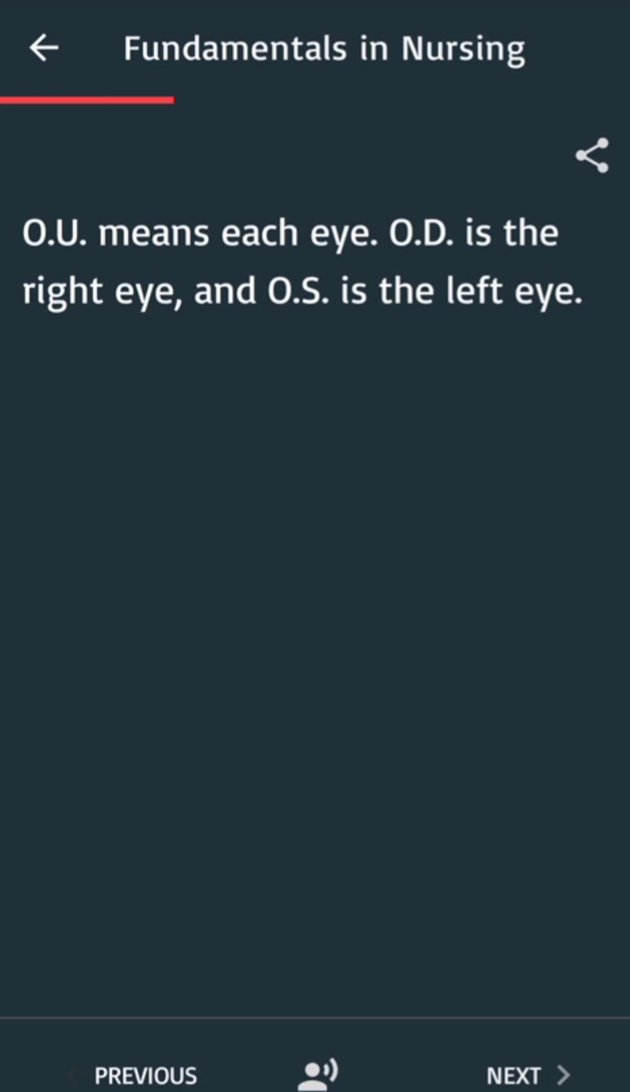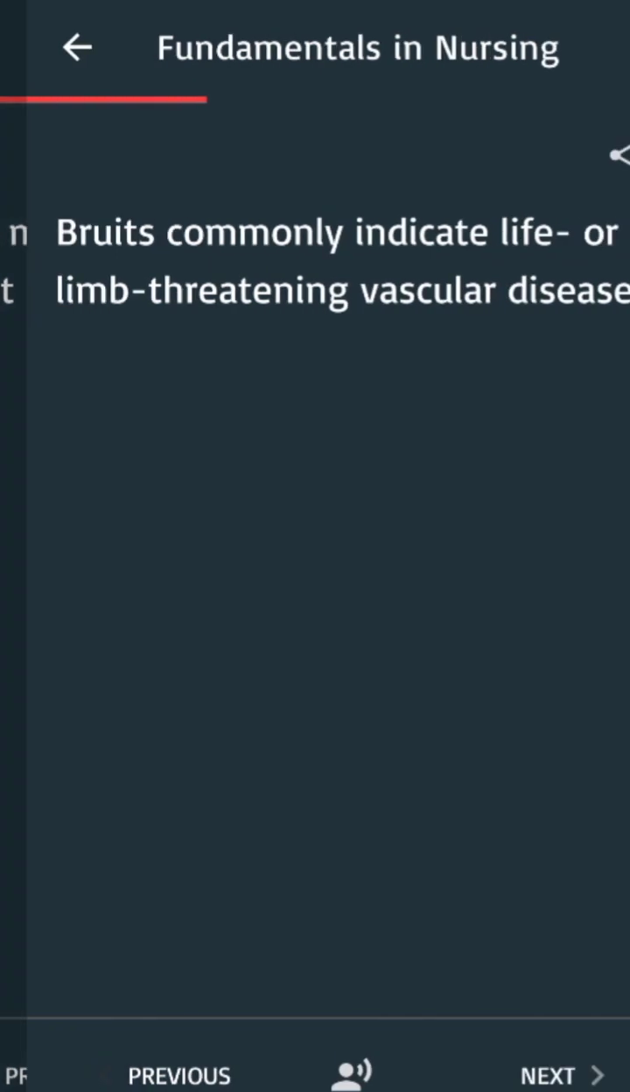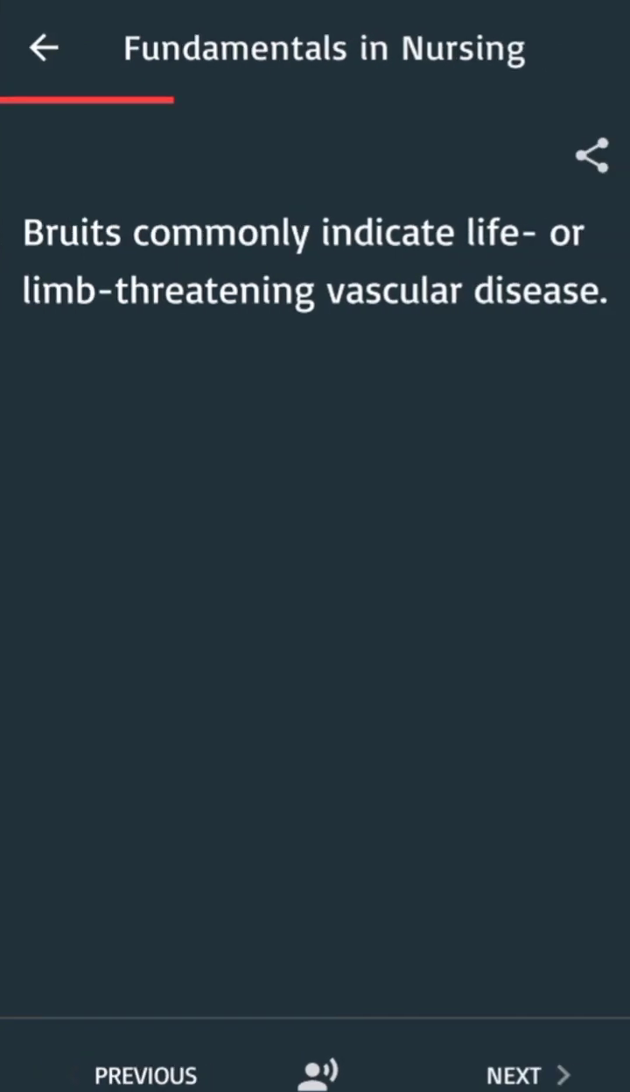To remove a patient's artificial eye, the nurse depresses the lower lid. OU means each eye. OD is the right eye, and OS is the left eye. Bruits commonly indicate life- or limb-threatening vascular disease.